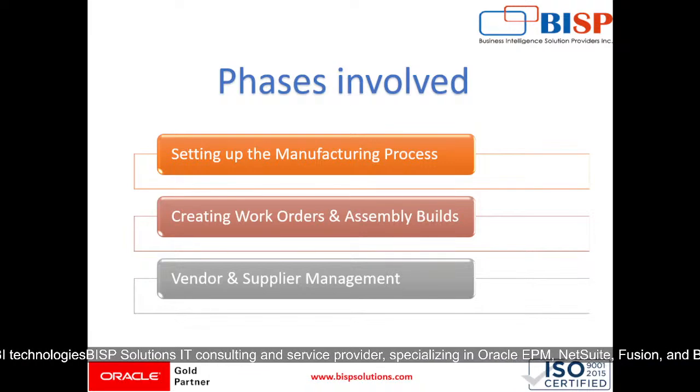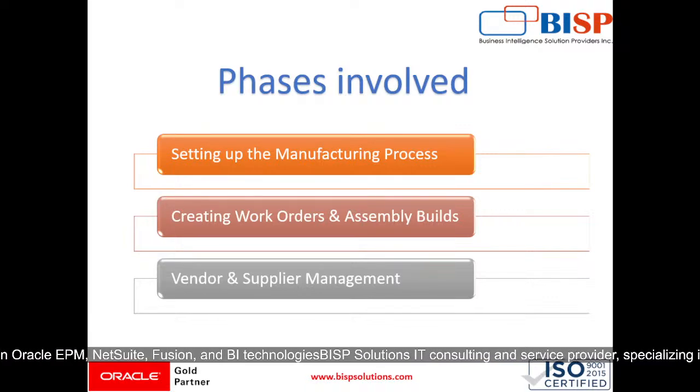First, they will be setting up the manufacturing process, where Ashish starts by defining the bill of material, which lists all components needed to assemble a product. For example, to build a smartwatch, the bill of materials includes a digital display, a battery, a strap and a motherboard. Next phase involves creating work orders and assembly builds. Once customer orders start coming in, Ashish generates work orders in NetSuite. These work orders instruct the factory to assemble the products, and the team then executes assembly builds where raw materials are transformed into finished products.